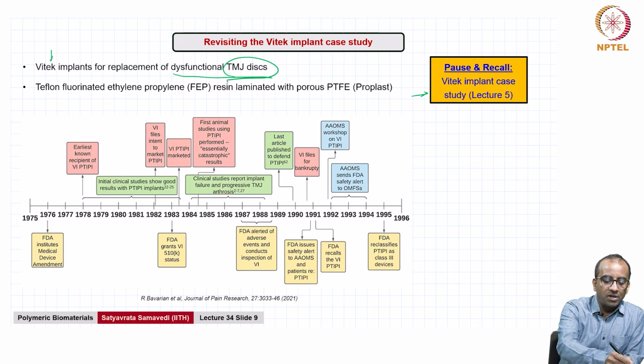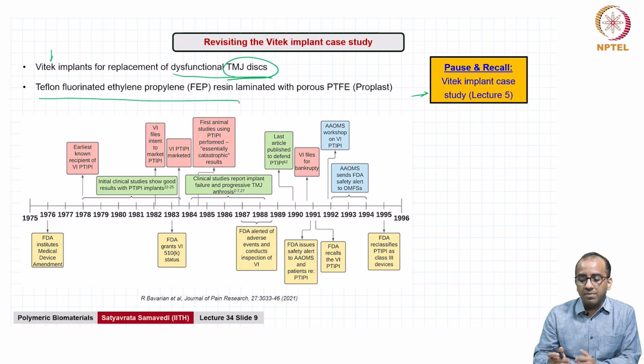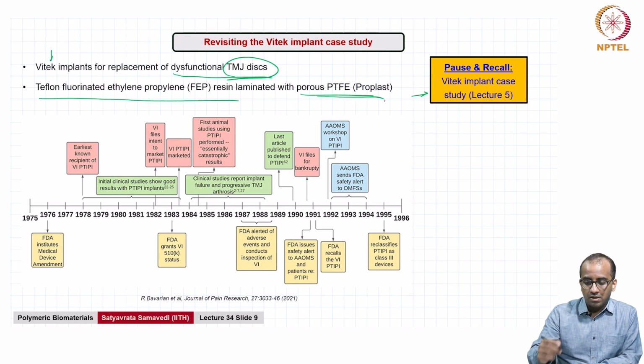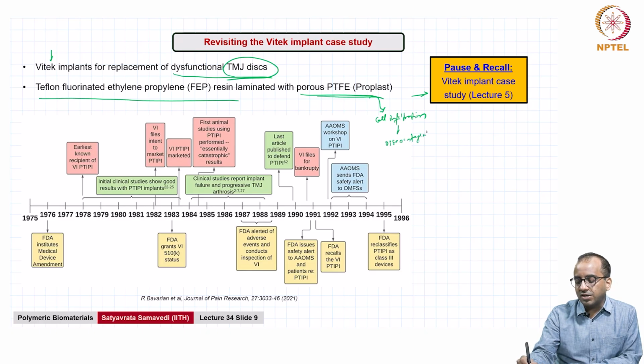Essentially, it was a Teflon FEP resin laminated with a porous PTFE. The key here is the porous PTFE, and the hypothesis at that point was that the porosity could encourage cell infiltration and could promote osseointegration, right? So porosity, as we have seen, is one of the factors that can dictate FBR, right?